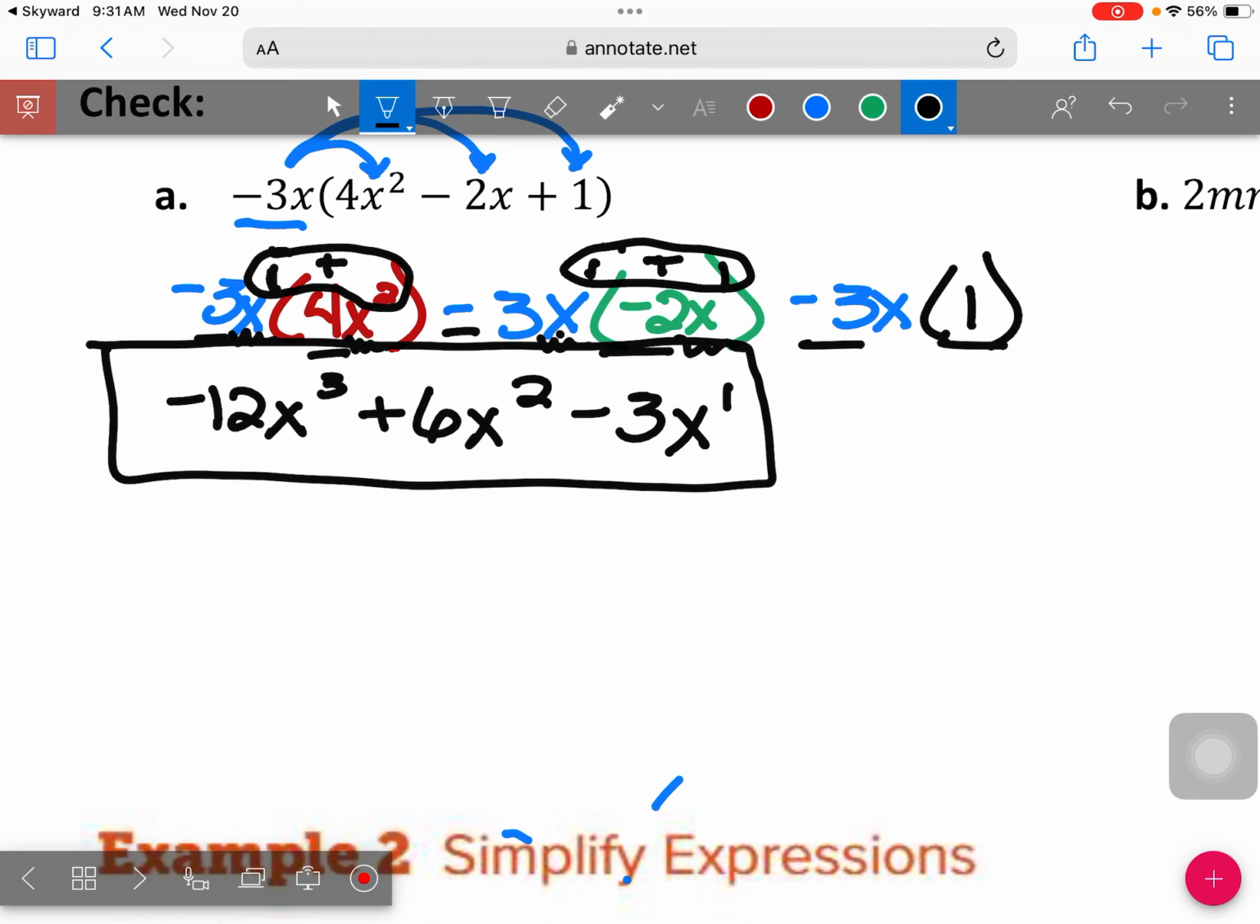Anybody get that for an answer? Nice. How'd I get the squared? Because this x to the first on the outside has an exponent of 1, and this exponent had 1. They have the same base, so I add the exponents of that base of x. 1 plus 1 is 2. And the cubed, I took the exponent of 1 here plus the exponent of 2. 1 plus 2 gives me 3.